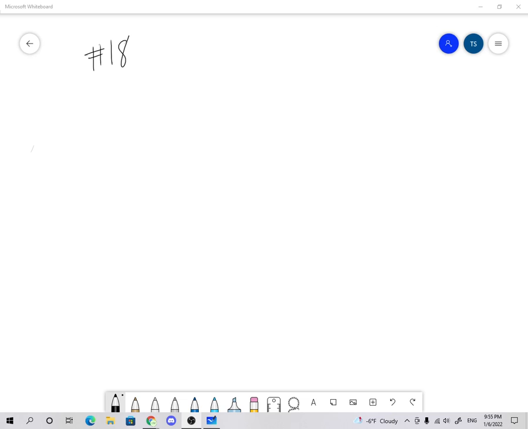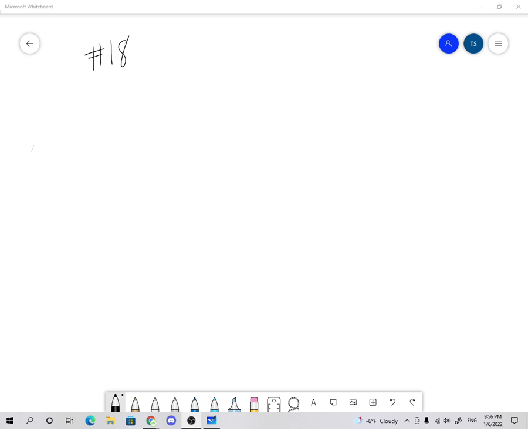Number 18 reads, at noon, ship A is 150 kilometers west of ship B. Ship A is sailing east at 35 kilometers per hour, and ship B is sailing north at 25 kilometers per hour. How fast is the distance between the ships changing at 4 p.m.?